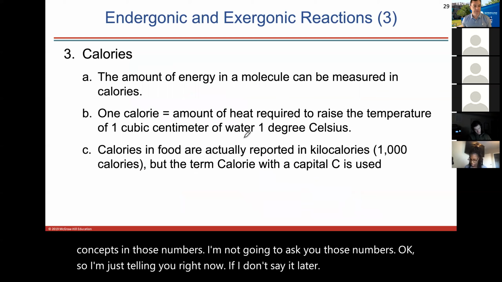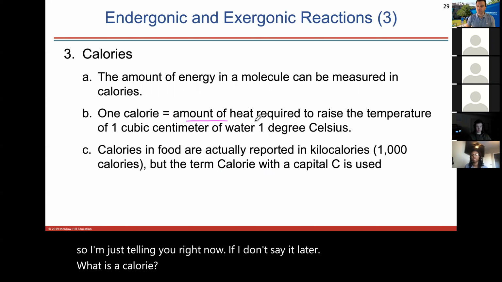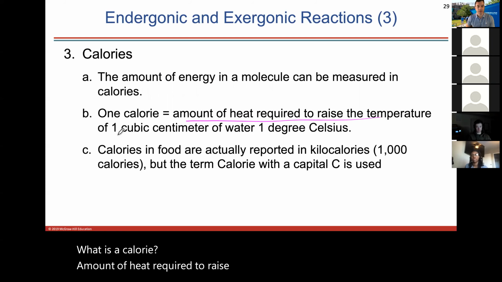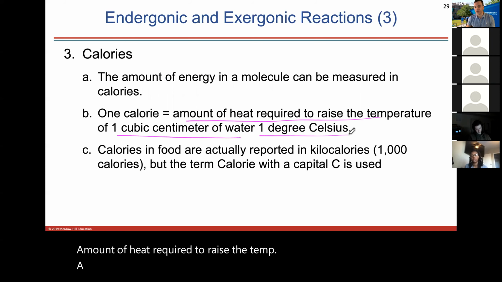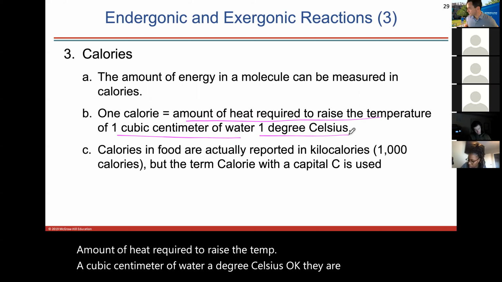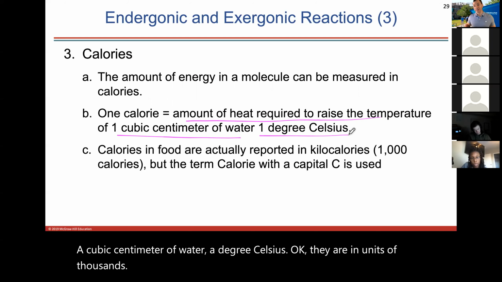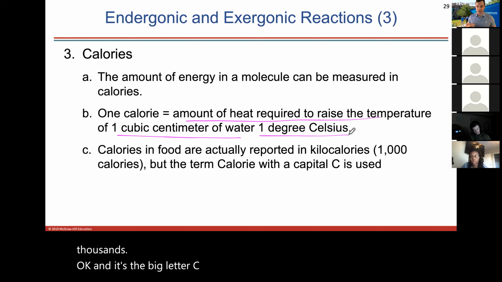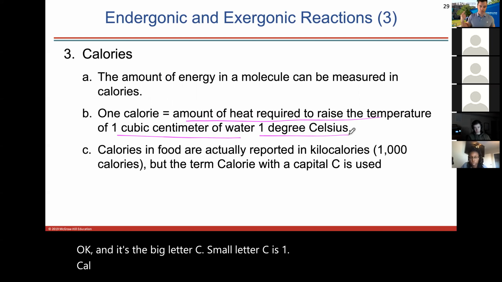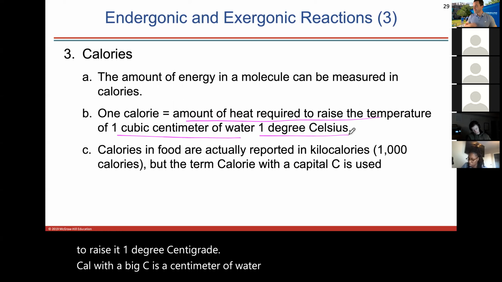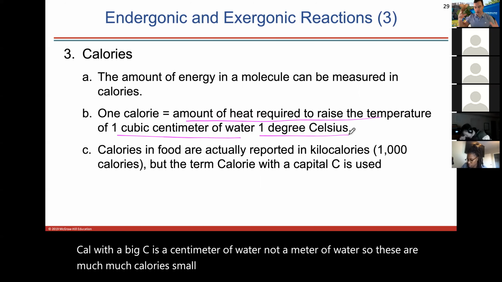What is a calorie? The amount of heat required to raise the temperature of a cubic centimeter of water a degree Celsius. They are in units of thousands, and it's the big letter C. Small letter c is 1 calorie, to raise it 1 degree centigrade. Calorie with a big C is a kilocalorie, not a single small calorie. Calorie with a small c is really small. It's really hard to fathom that.